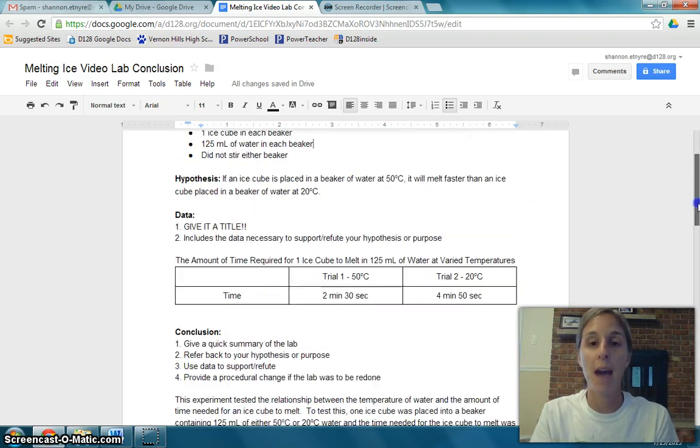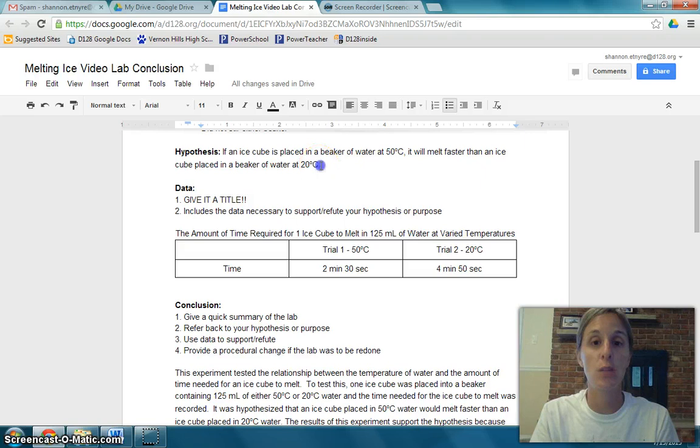My hypothesis would be the first thing you would see after the title. My hypothesis for the lab is that if an ice cube is placed in a beaker of water at 50 degrees Celsius, it would melt faster than an ice cube placed in a beaker of water at 20 degrees Celsius. You would put whatever hypothesis you created for your lab, because that's going to drive the data table that we'll create for this lab.